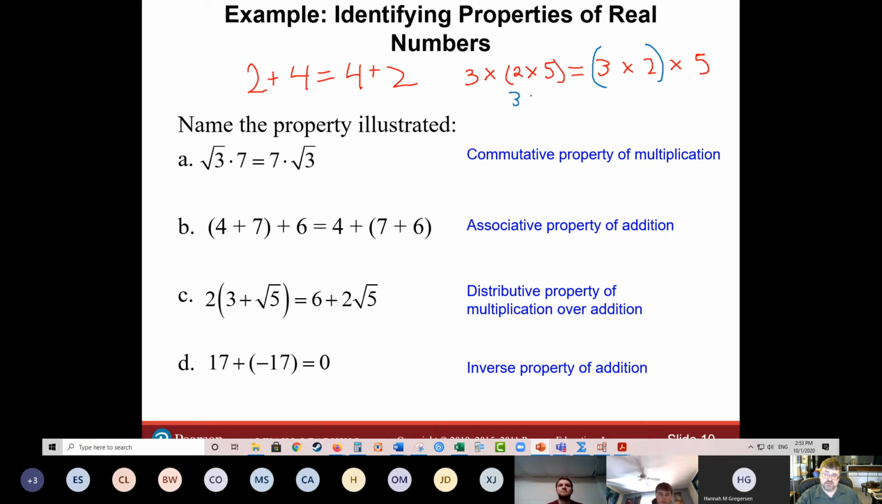And we could actually go on and illustrate and say, well, that's going to be 3 times 10 equals 6 times 5. And so we have 30 equals 30. So you might be asked to do one of those 3 things: name a property that's illustrated, or illustrate a property when given its name, or complete a partially completed property. Any questions about properties?